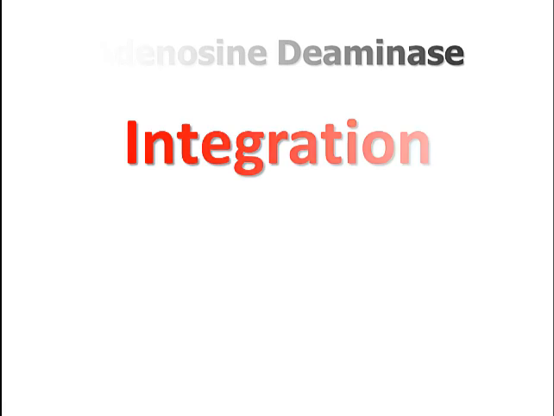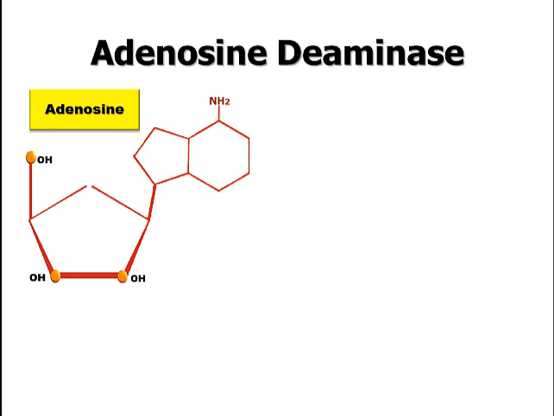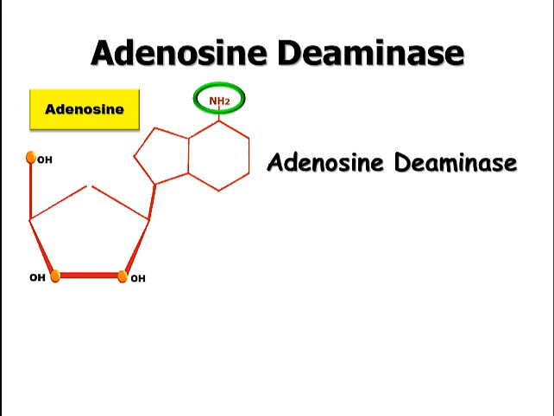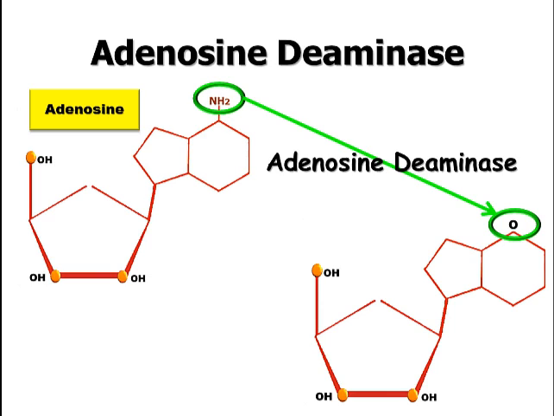Since we are here, let's talk about an integration with other disciplines. We are going to talk about an enzyme called adenosine deaminase. Here we have adenosine. This amine group here is very important, and in a healthy person, this amine group is the target of this enzyme, adenosine deaminase. As the name implies, the amine group is removed by this enzyme. This new molecule is called inosine, and inosine here is not our concern.